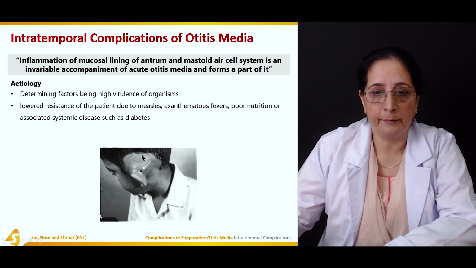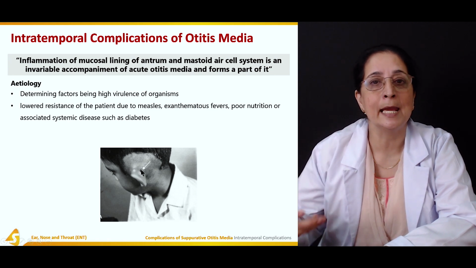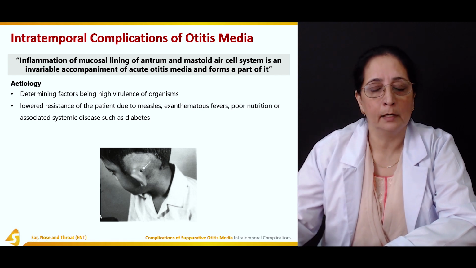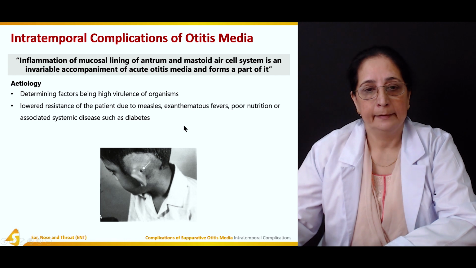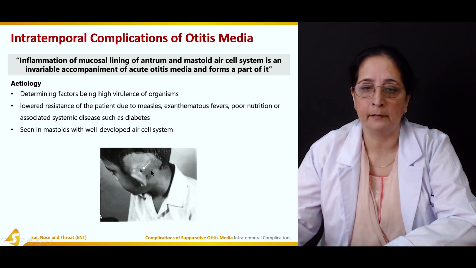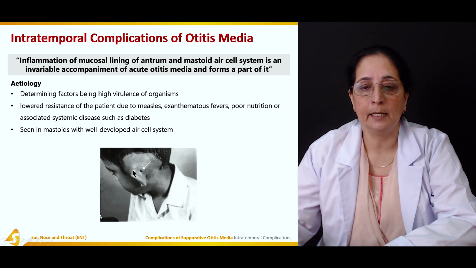And in this diagram, you can see this arrow is indicating the site that is involved in the intratemporal complications. It is usually seen in mastoids with well-developed air cell systems. So all this is the area of the mastoid bone, and it is usually seen in the mastoid area when they have well-developed air cell systems. So this is here.